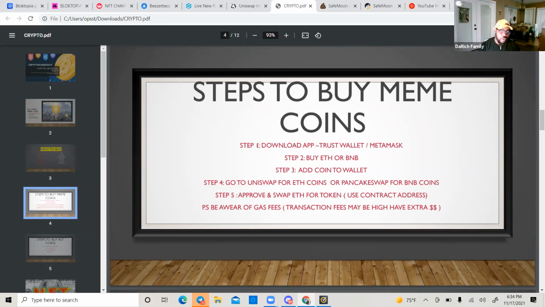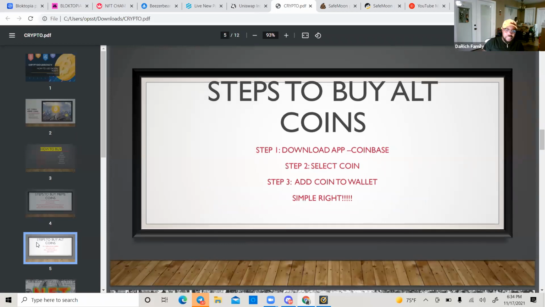And you approve it on your transaction, on your actual app, use the contract address, and just be aware that gas fees are high, $100 to $300. Letting you know this now, so you can't say that Charlie didn't tell you, okay? Now, steps to buy altcoins, okay?